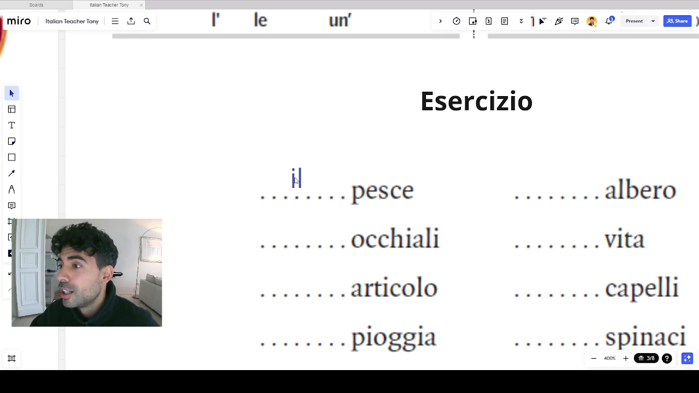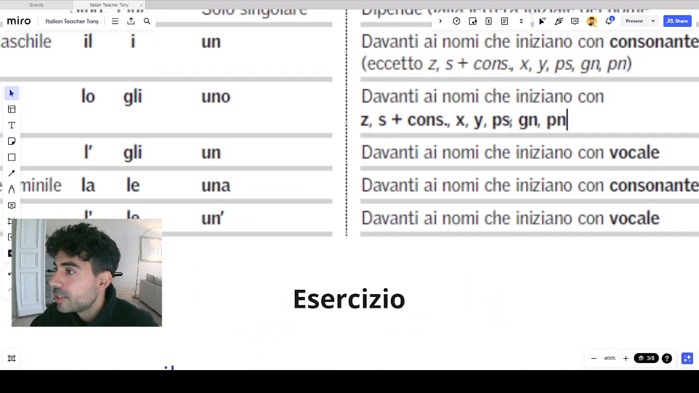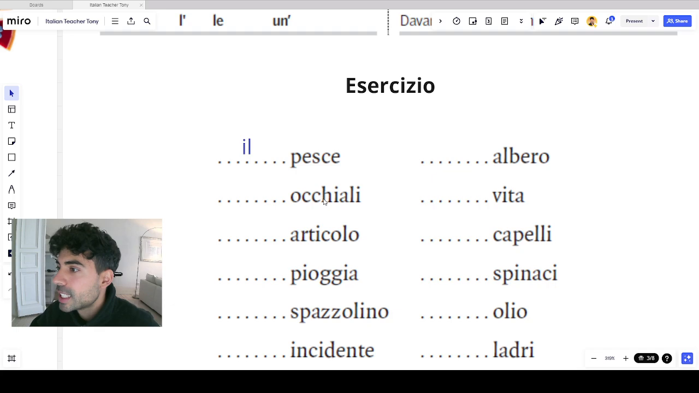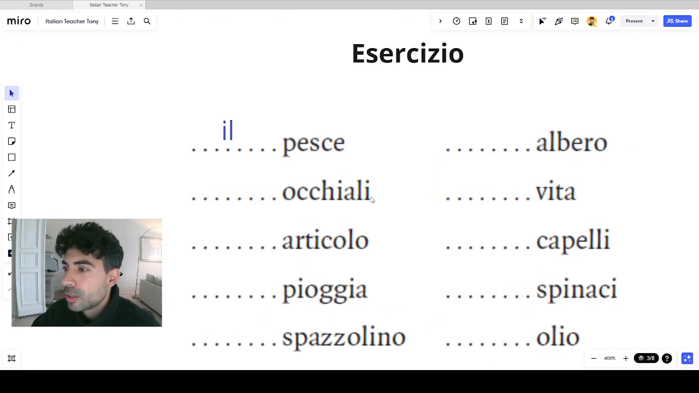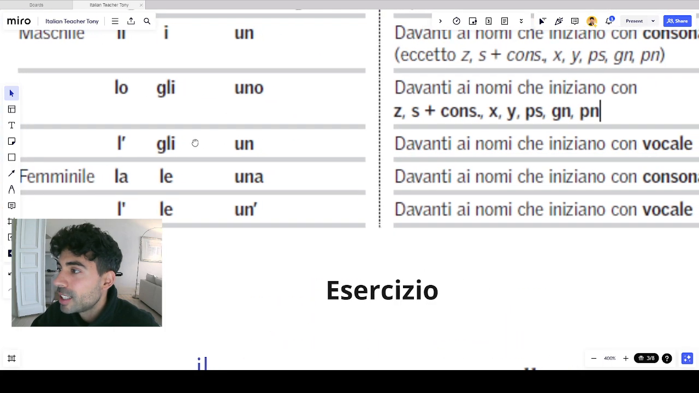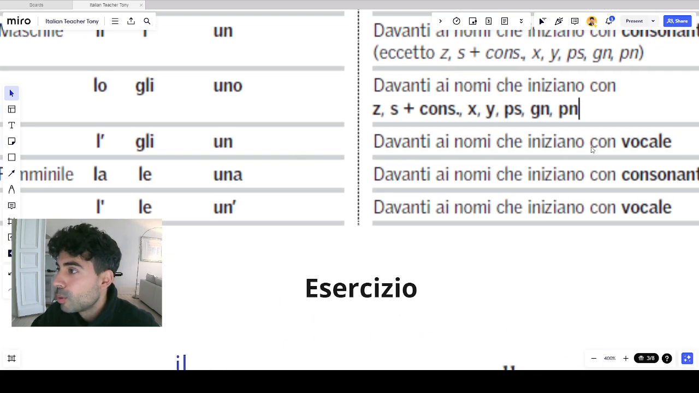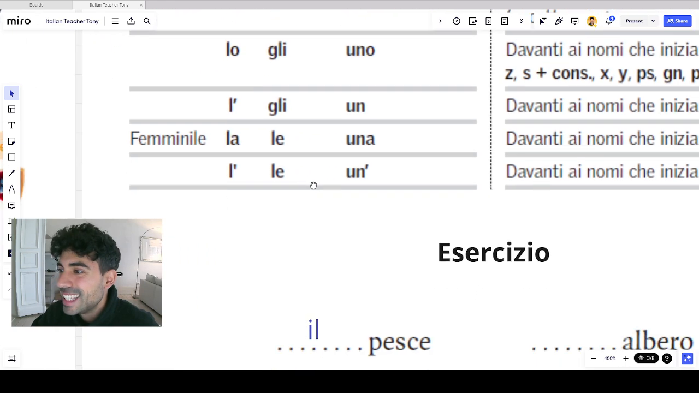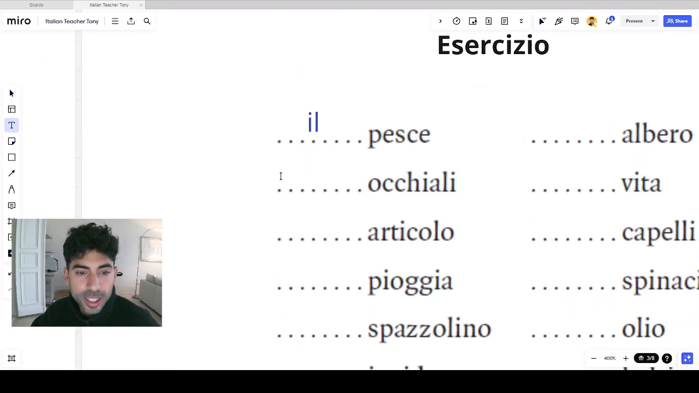Masculine singular, not starting with any of this, neither with a vowel. Let's have a look at the next, occhiali. We already know that it's masculine plural, but starting with a vowel. Masculine plural starting with a vowel, it's gonna be gli. So the article here is gli.